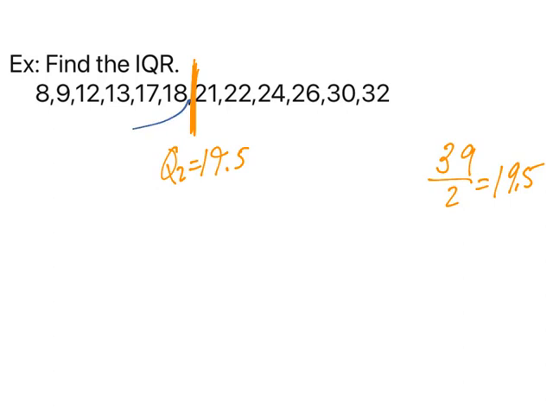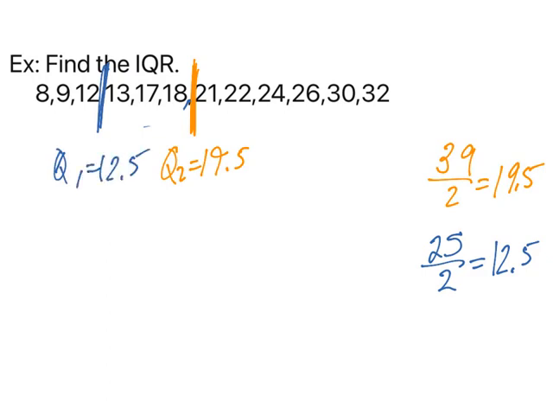So now I'm looking at the lower half, right? 8, 9, 12, 13, 17, and 18 to find my Q1. And we're going to say, well, the middle two are 12 and 13. So when I add those together, I get 25. And when I divide that by 2, I get 12.5. So my Q1 goes between 12 and 13. And Q1 is 12.5.